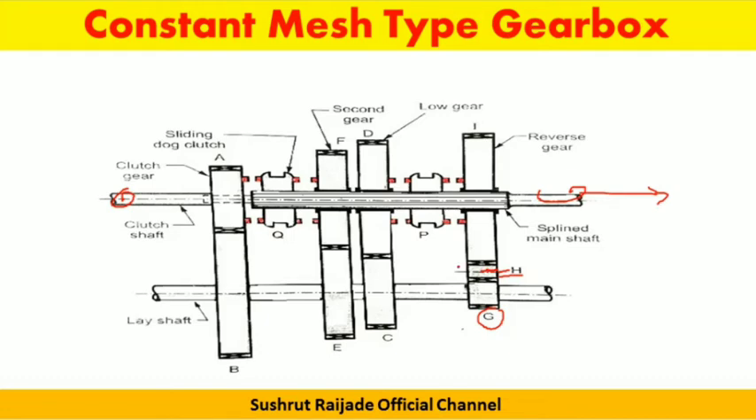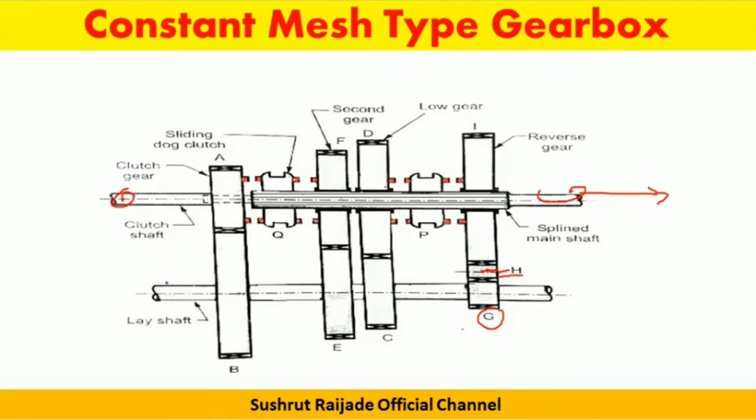Now next are the transmission gears. In sliding mesh gearboxes, generally spur gears are used. But in a constant mesh type gearbox, helical gears are used, and these gears are grouped such that the gears on the clutch shaft, that means gear A, is rigidly attached or machined to the clutch shaft.